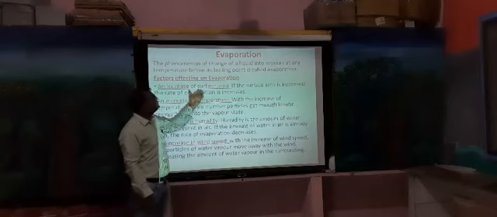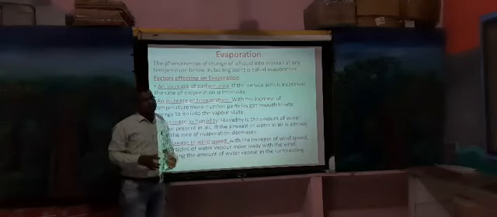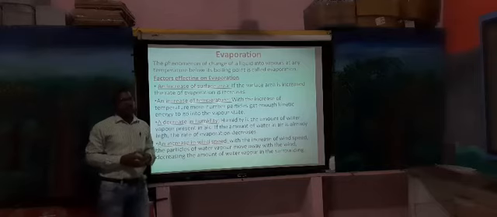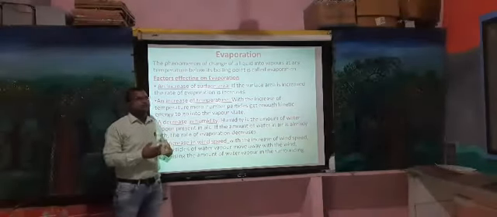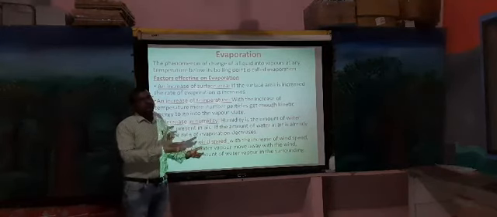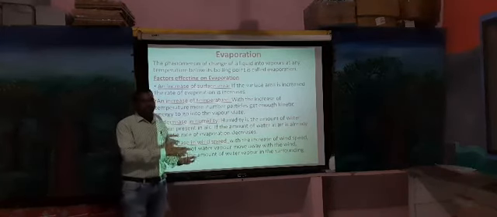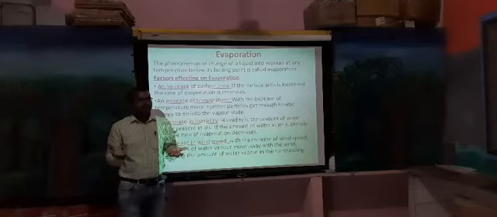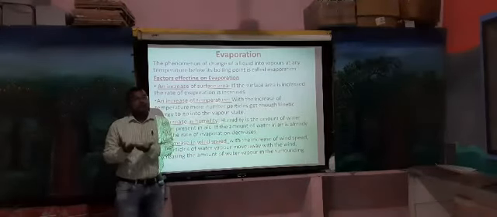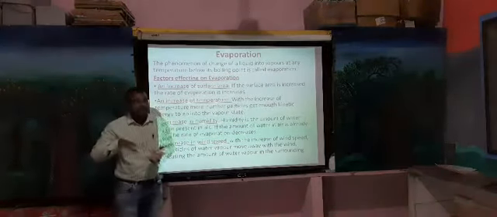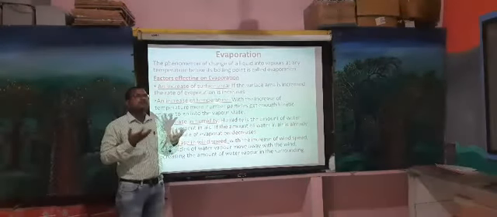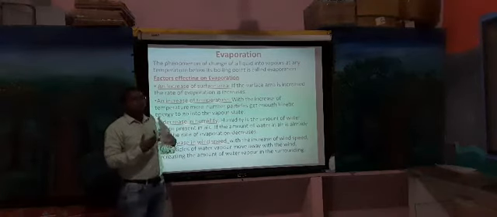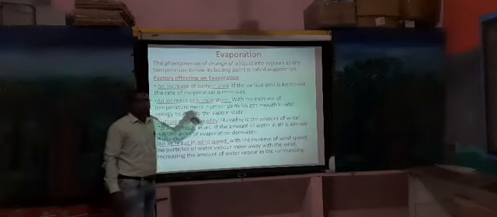First one, an increase in surface area. For example, take a cup of tea. You try to make it cool, and it takes time to get cool. But if you pour the same amount of tea into a plate, it cools so fast. Why? Because the surface area is increased. When the surface area increases, evaporation takes place more. If the surface area is increased, the rate of evaporation also increases.